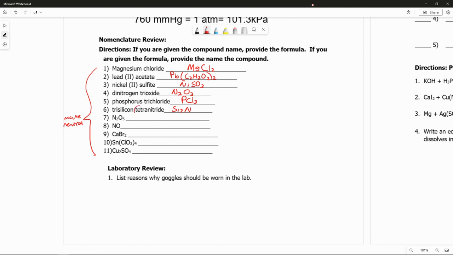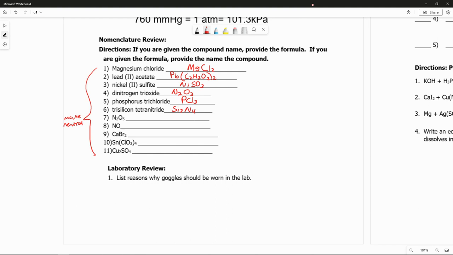So tetra means four, so the prefix four is going to go there. N4. The official name for this is actually N4Si3 officially, but for our chemistry 1 nomenclature purposes, we can just put Si3N4 because the final is multiple choice. So if it's out of order, you just kind of assume it's like that.